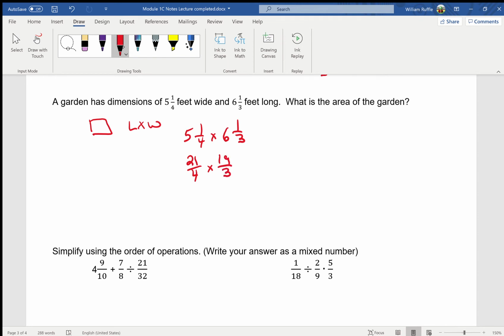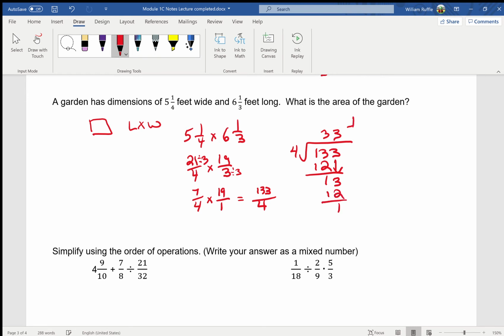Now 4 and 19 don't reduce, but 3 and 21 do. I can divide each one of these by 3. So let's make these smaller. Always reduce if possible. Now 7 times 19 is on the multiplication chart that we have. So it's 133 over 4. And as always, we change to a mixed number. So let's do 4 into 133. 4 times 3 is 12. I subtract. I get 33 1/4.